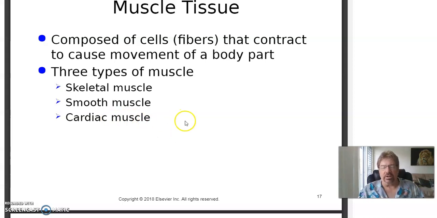So what are the three kinds of muscle? Skeletal muscle, smooth muscle, cardiac muscle. Of those, only one is voluntary, which of course is skeletal muscle. We can move it on command. Smooth muscle and cardiac muscle are categorized as involuntary muscle fibers.